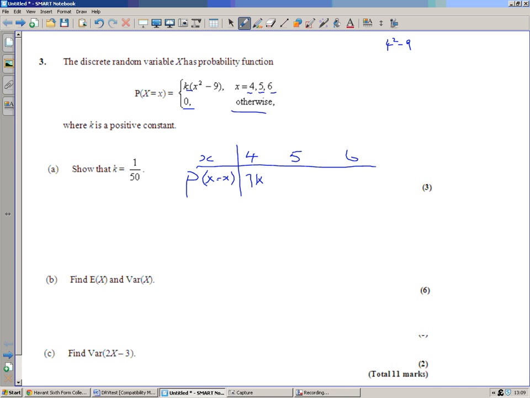If we put 5 in there, that's 5 squared minus 9, which is 16, so that's 16k. And if we put 6 in, we've got 6 squared, which is 36, minus 9, which is 27.